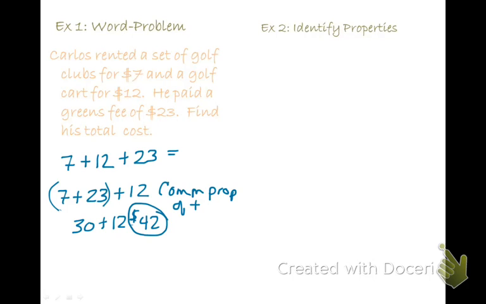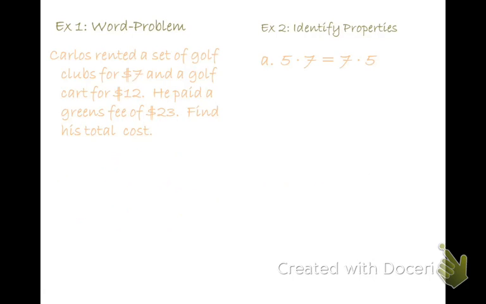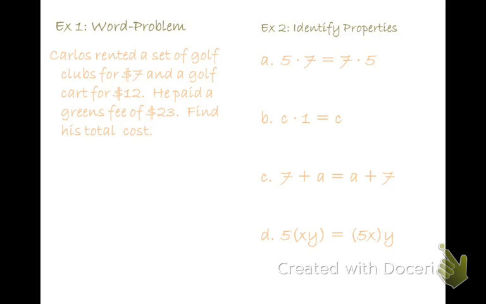So let's try example 2. This time we're just identifying the properties, and you have to remember to put multiplication or addition or it's going to be wrong. On A, I have 5 times 7 equals 7 times 5, and that's flipping them or changing them around, so that would be the commutative property of, and it's multiplying, so multiplication.